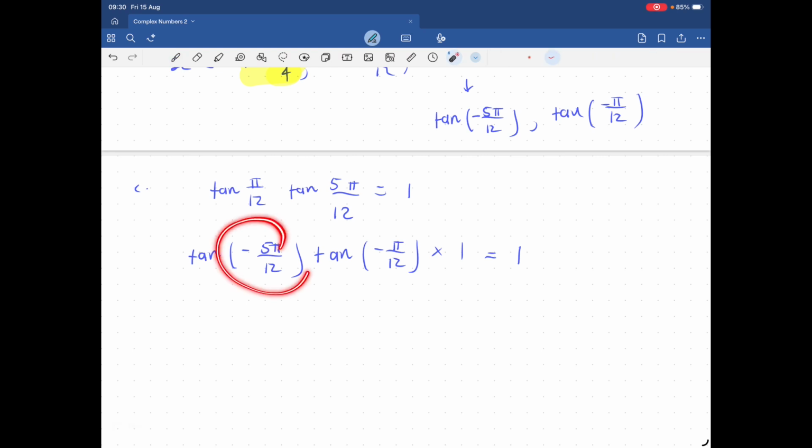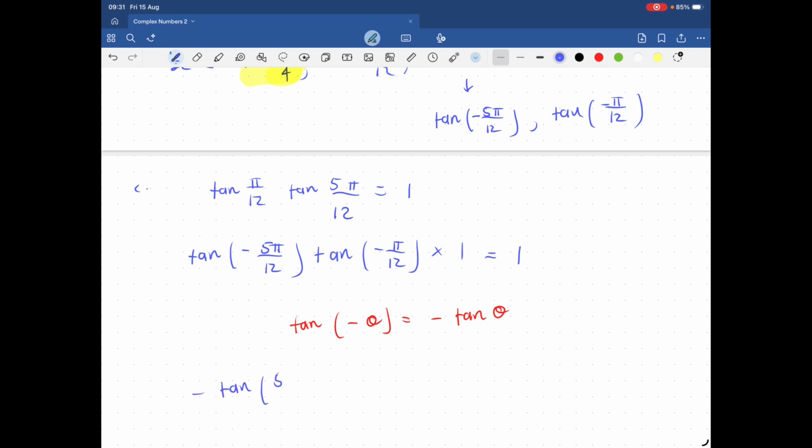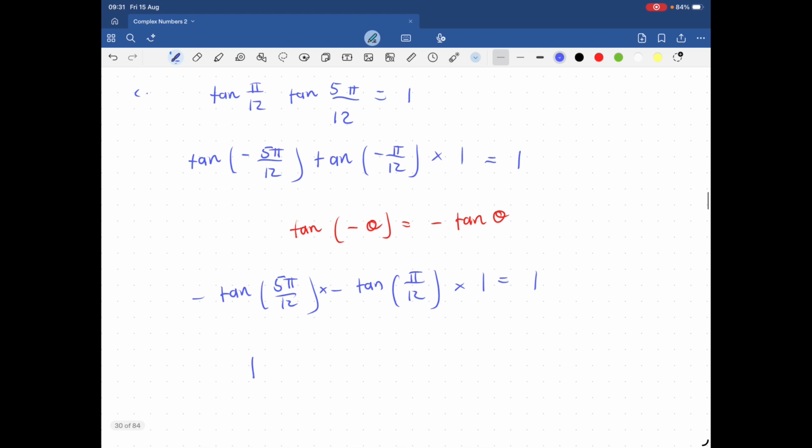Now, minus 5 pi on 12 and minus pi on 12 are angles that are in the 4th quadrant. And an expression that we know for tan is that tan of minus theta is the same as minus tan of theta. So this is the same as tan of 5 pi on 12, but with a minus out the front. And this is the same as minus tan of pi on 12. And we've got times by 1. Those 2 negatives there make a positive, and we get what we wanted. Tan of 5 pi on 12 times tan of pi on 12 equals 1.